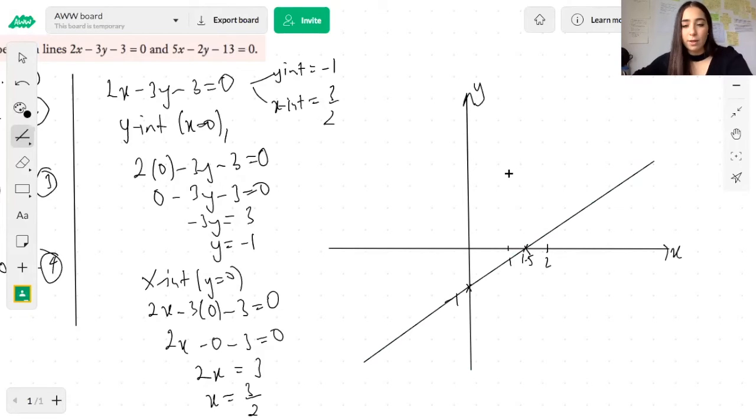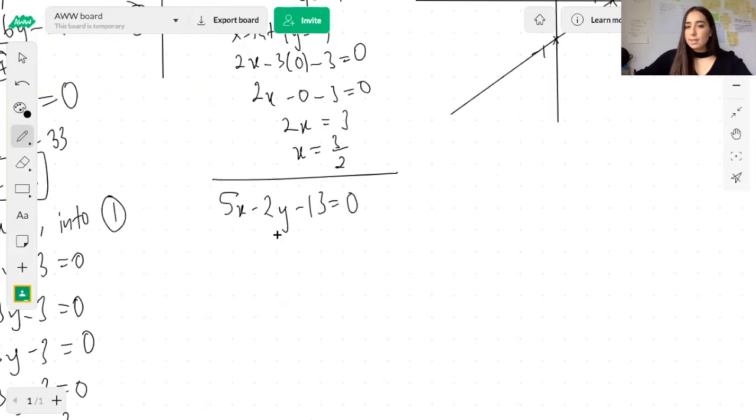Now we have to draw the second one. We're going to do it in the same fashion. This is our second equation. We're going to do the same thing. We're going to find the y-intercept and the x-intercept.